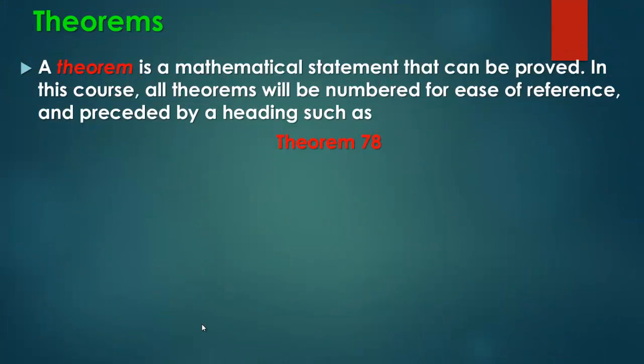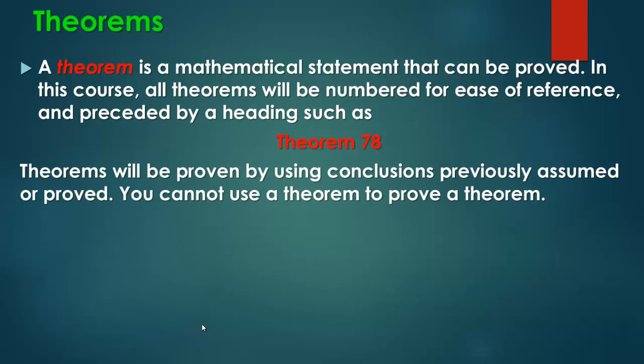Alright. And now we move on to theorems, which you are going to see a lot of in this class. A theorem is a mathematical statement that can be proved. In this course, all theorems will be numbered for ease of reference only and preceded by a heading such as Theorem 78. I said that it's for ease of reference only because when you're writing out theorems and using that as a justification in a proof, you cannot just say Theorem 78. You have to state in some way, shape, or form what the theorem states.